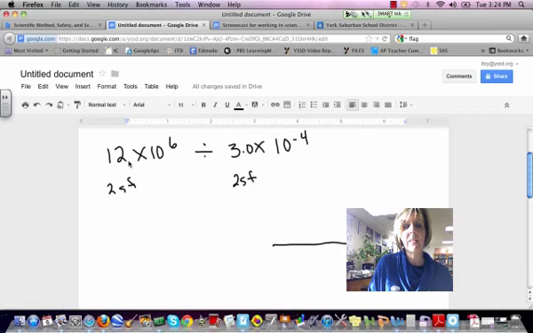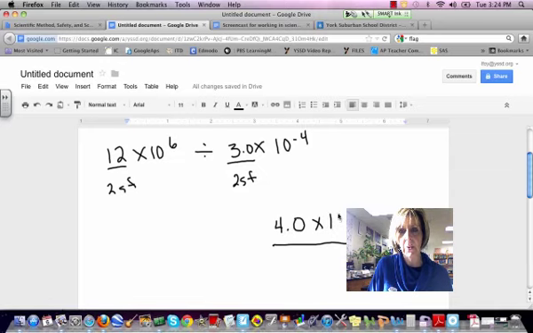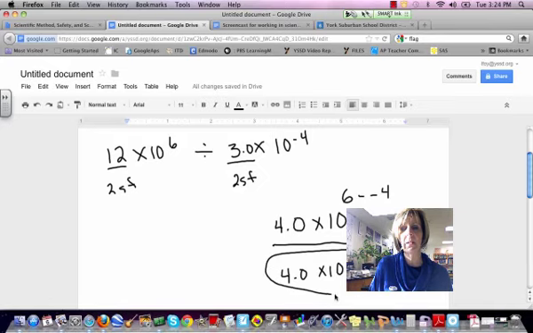So what I'm going to do is I'm going to divide my two integers. 12 divided by 3 is 4. I'm allowed to have 2 sig figs. And I'm going to subtract my exponents because I'm dividing. So 6 minus a minus 4. Remember your math rules. A minus is actually a plus. So my answer is going to be 10 to the 10. My answer is 4.0 times 10 to the 10 because I have 2 sig figs.